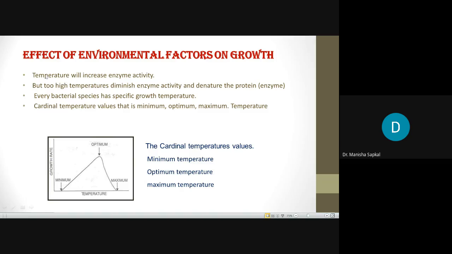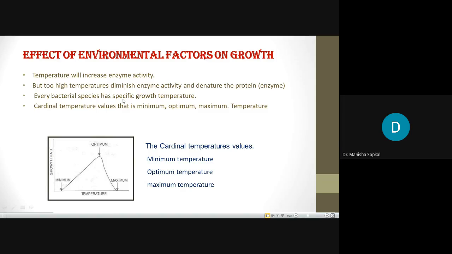Here let us revise. Temperature increases the enzyme activity, so it increases the growth rate up to the optimum temperature. Too high a temperature, beyond the maximum, diminishes enzyme activity. What is diminish? Diminish means inactivate or stop enzyme activity. It denatures the protein. The meaning of denature is it destroys the structure of proteins, and all of you know proteins are our enzymes. So enzymes get inactivated. Ultimately, the organism cannot grow.